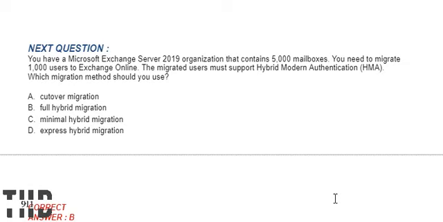Option A, cutover migration. Option B, full hybrid migration. Option C, minimal hybrid migration. Option D, express hybrid migration. The correct answer is option B. That is full hybrid migration.